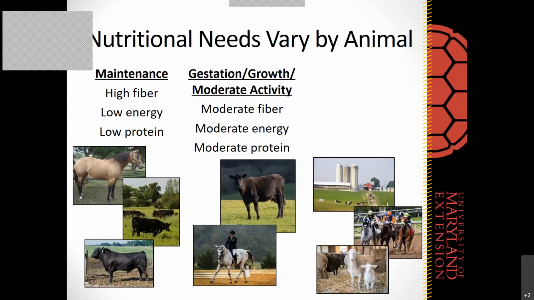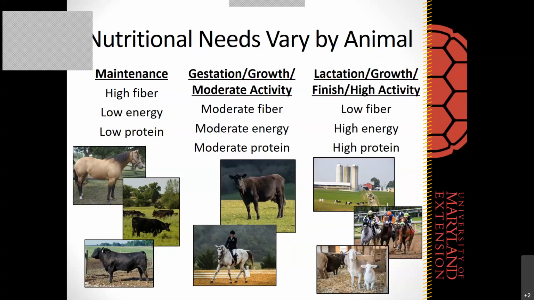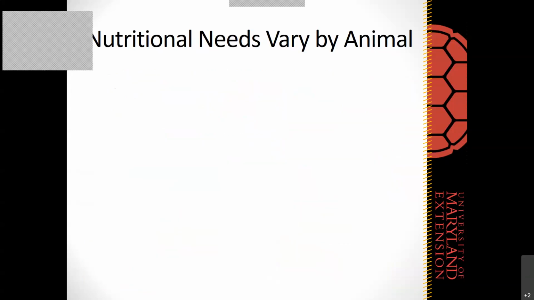And then, of course, at the highest end of the spectrum, we have things like animals that are lactating, especially the ones that are in the peak of their lactation cycle, and we have young growing animals, and we have, you know, those really high demand athletic performance horses. Those animals are going to need something with the lowest fiber, the highest energy, and the highest protein that we can give them. So, you know, it varies.